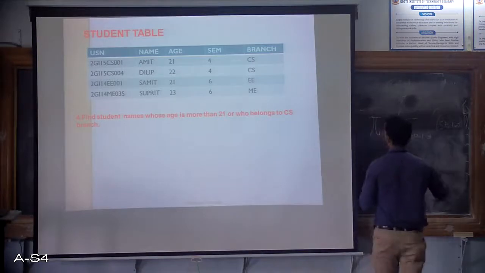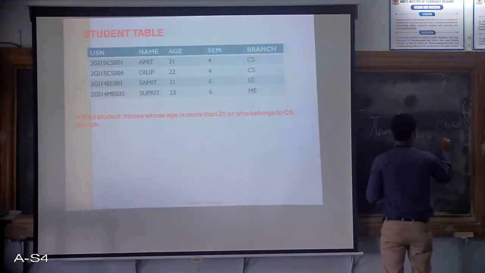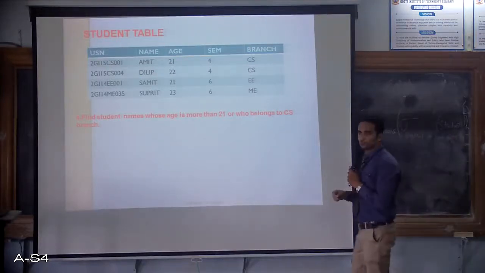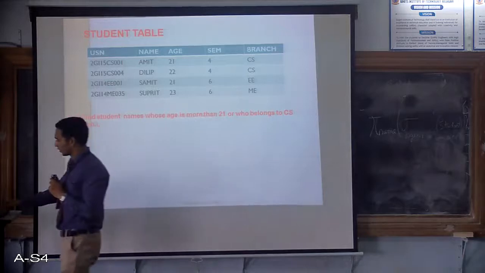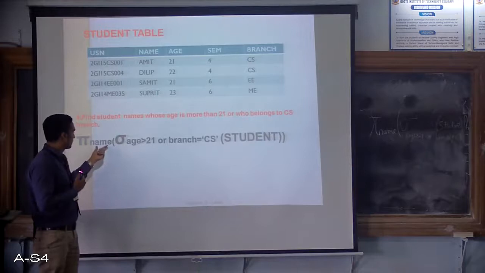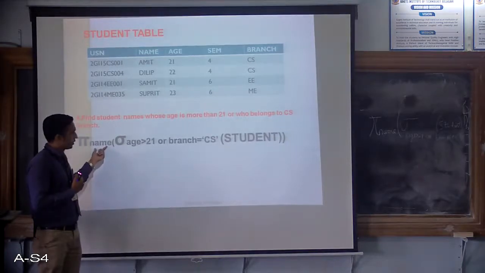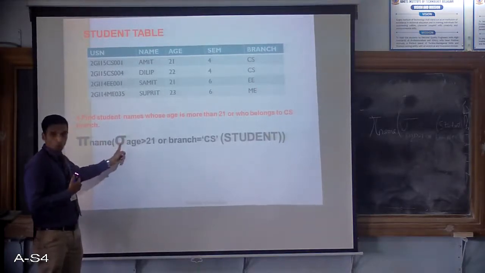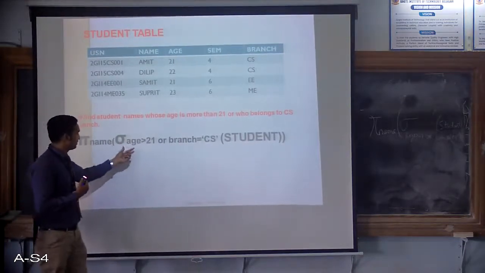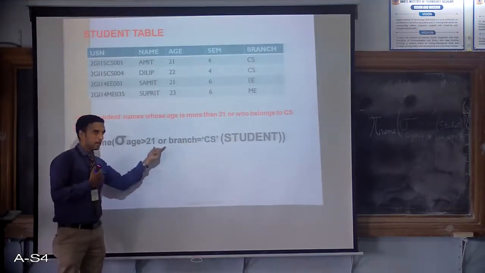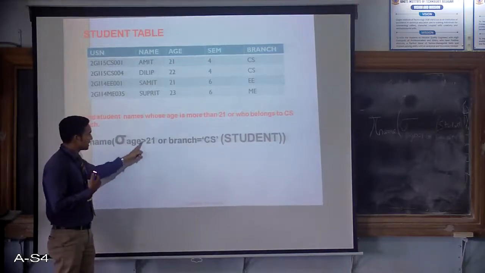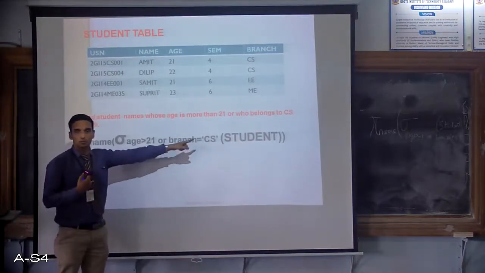Or branch equal to CS. So if it is not visible there, this is how I have written it. Project the name, that is the column, only name, from those rows which satisfy this condition. Students, please remember, this should be at the subscript level. I just wrote it at the higher level, it should be at the subscript level. Select those rows where age is more than 21 or branch equal to CS from the table student.